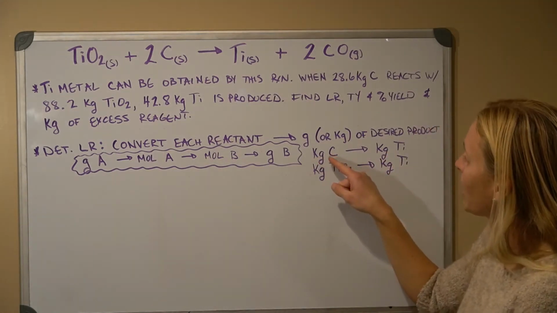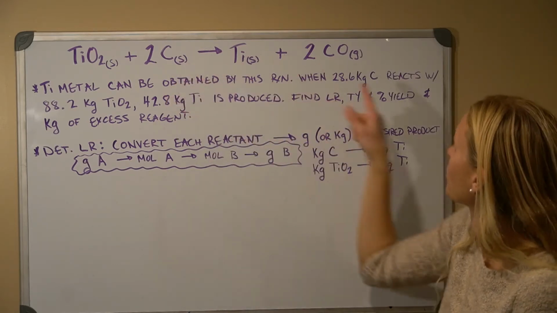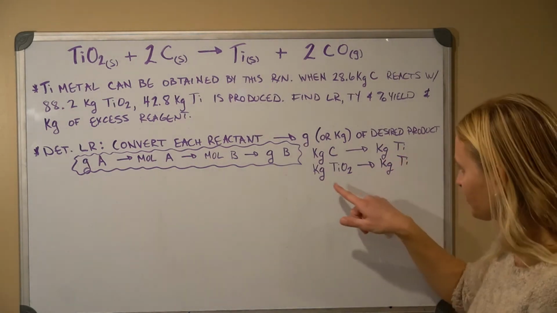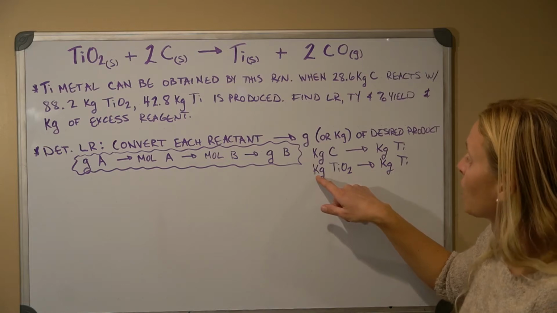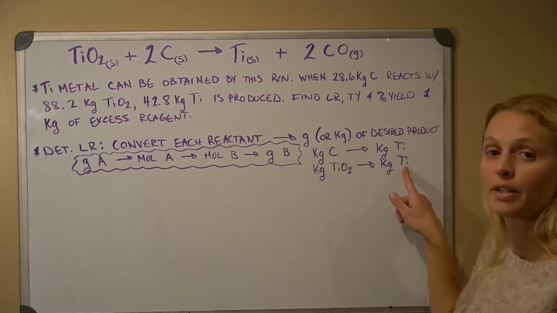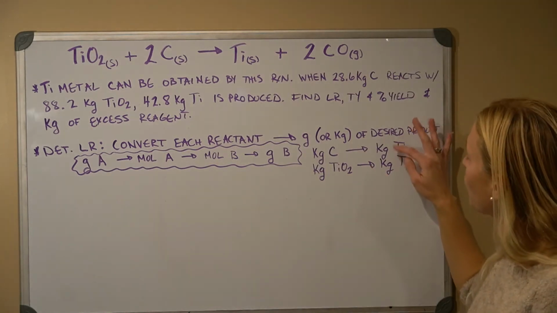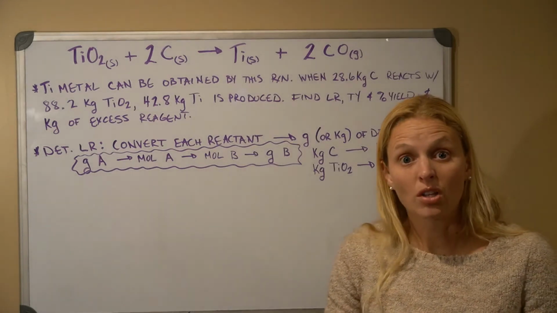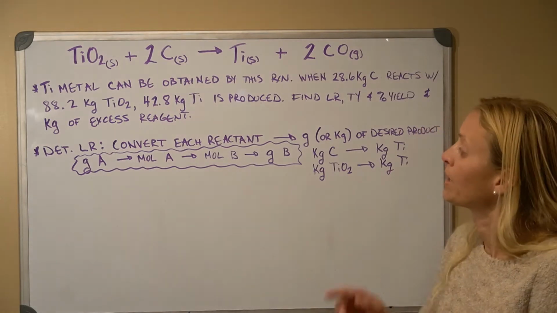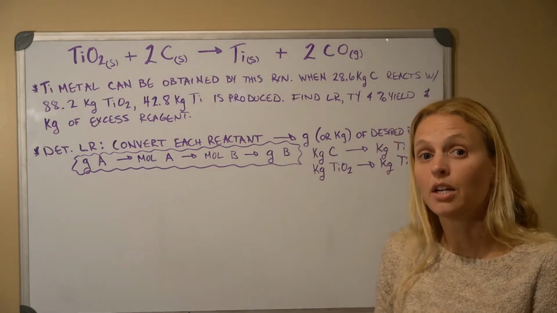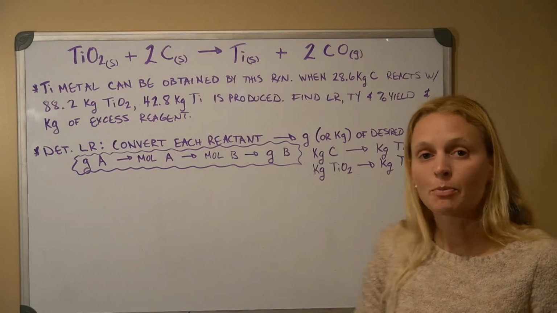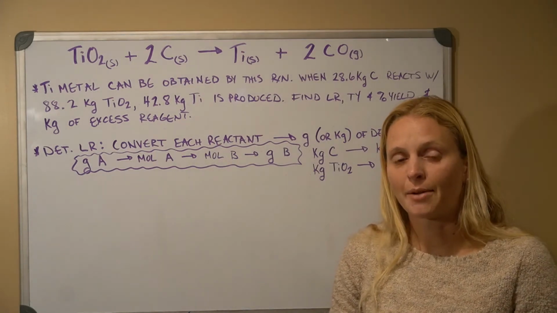We're going to convert each reactant: the 28.6 kilograms of carbon needs to be converted to kilograms of titanium, and the other reactant, the 88.2 kilograms of titanium oxide, also to kilograms of titanium, the desired product. Whichever calculation gives the smallest amount of titanium product is the theoretical yield, that's all we can make. The reactant that gave that smaller mass of product is called the limiting reactant. Take a few minutes, pause the video, and do your calculations, and then we'll check that.